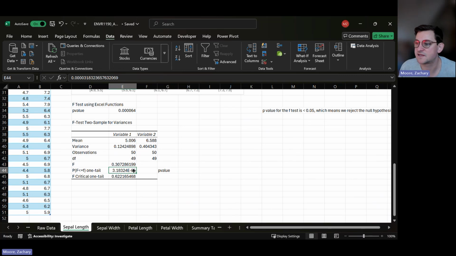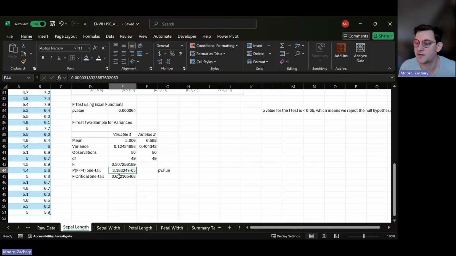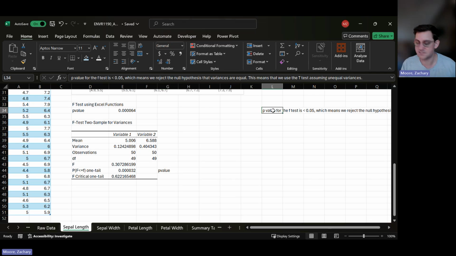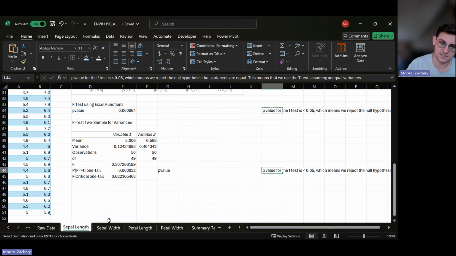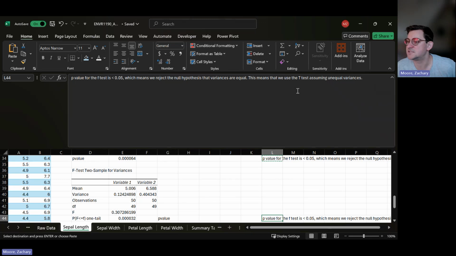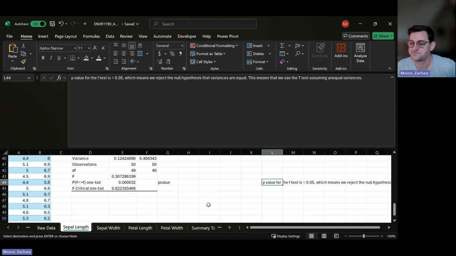And what this is telling us again is that this is 3.18 times 10 to the negative 5, which, if we format it as a number, again, we can see is a very, very small number. It's about half of the one that we're looking at for the two-sided F-test. And so in this case too, what we can say is that the p-value for the F-test is less than 0.05, which means we reject the null hypothesis, and we use a t-test assuming unequal variances.